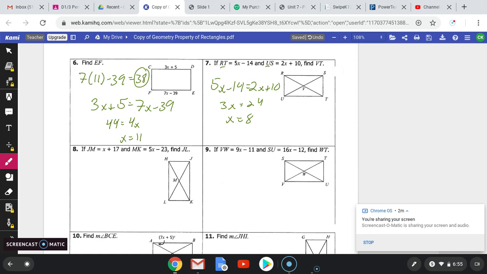But what do they want you to find? They want you to find VT. I still got to plug it in. Let's just say we plug it into RT. So 5 times 8 minus 14, which is going to give me 26. Yeah, 26. But that's RT. If I want to find VT, I need to divide it by 2, and I would get 13.